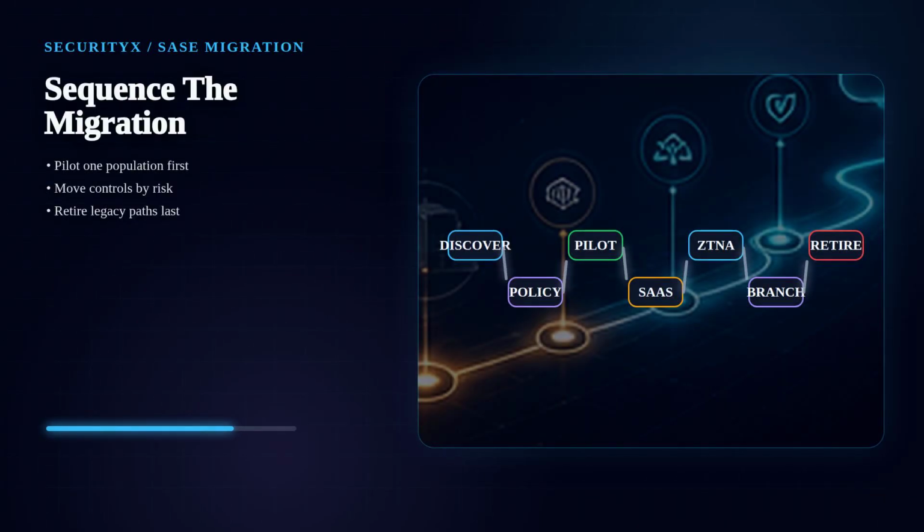Sequence matters. Start with discovery and policy design, then pilot a low-risk user group, then move SaaS and internet access, then private application access, then branches, then high-risk exceptions. Retire legacy VPN and backhaul only after coverage, telemetry, rollback, and business acceptance are proven.